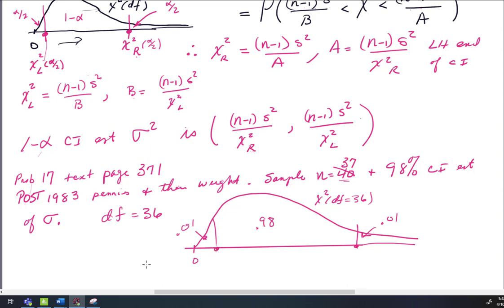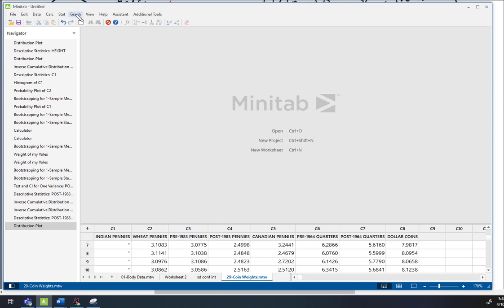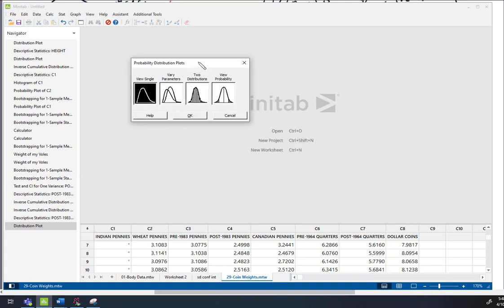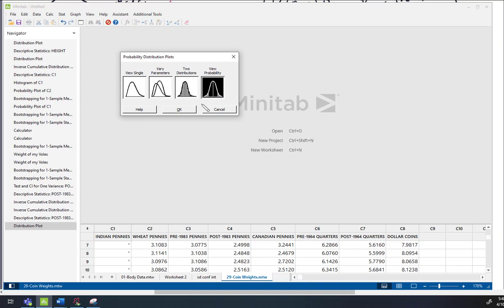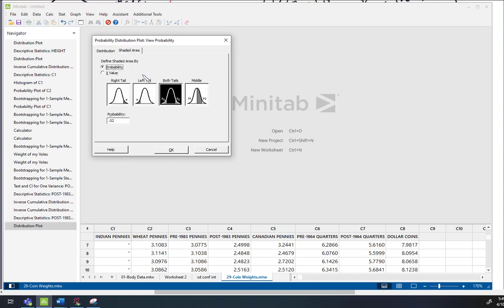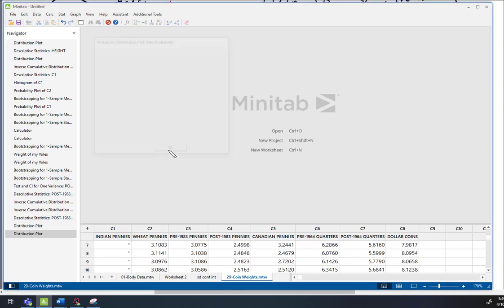We need to find these critical values. Minitab will find those critical values for us, so let's whip over and let Minitab find those. Today we'll use the graphing approach. We'll plot probability distribution, and what we want is to view the probabilities. Then we want a chi-square distribution. I've already got that selected. The degrees of freedom, our sample size was 37, so our degrees of freedom would be 36. The shaded area we want on both tails, so that icon is selected. And the probability, that is, how much is the shaded area? Altogether it's 0.02, so we've got that in the probability. And we'll say OK.